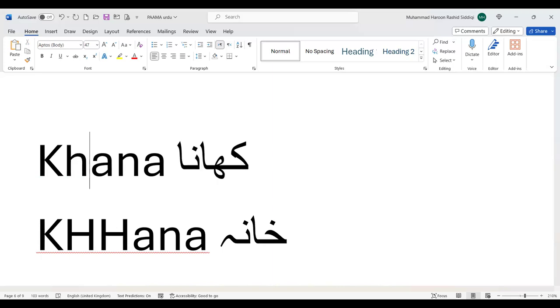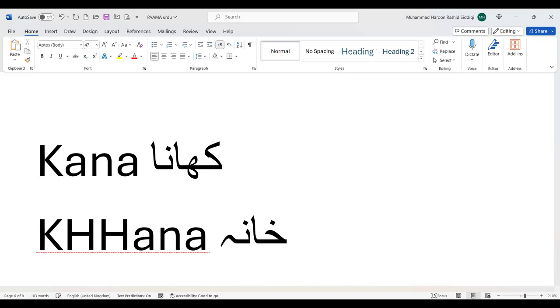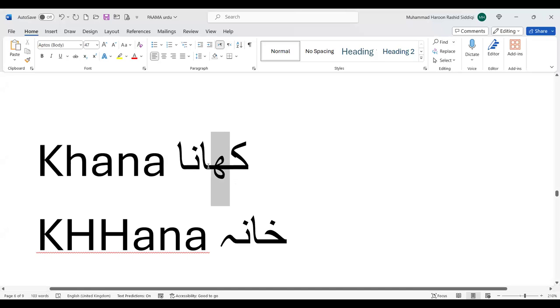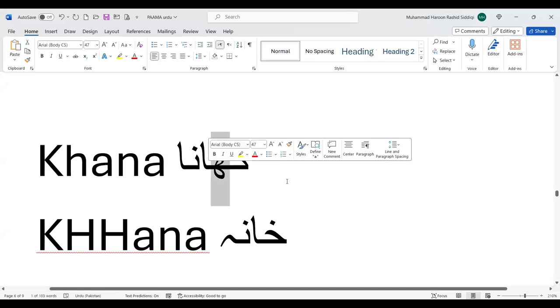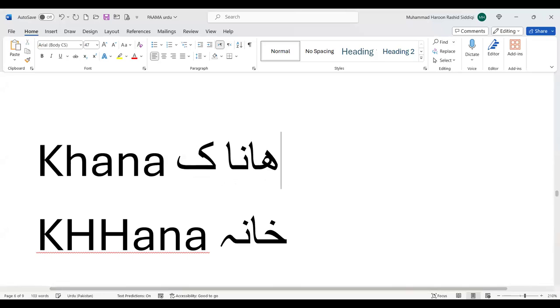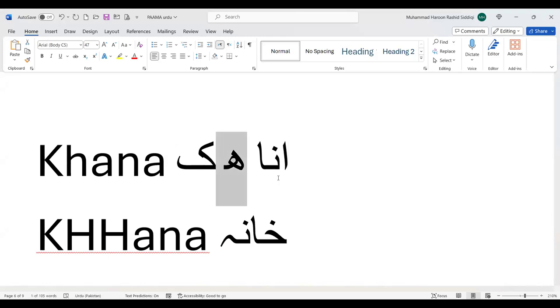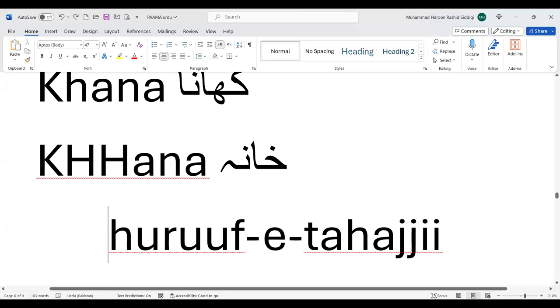So for this Khana, you don't have to say a tiny H, because this shape right here is ha. This shape represents H. Sorry to interrupt, I'm just trying to get the difference myself. I never knew there's an H in it. I just always said Khana for food.